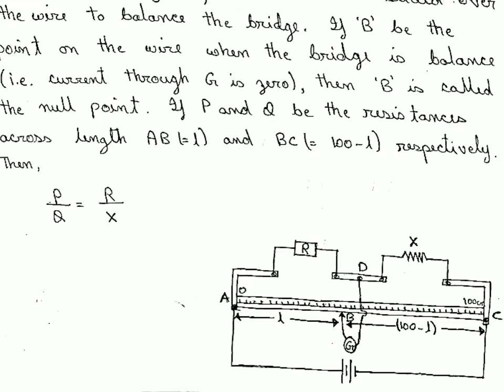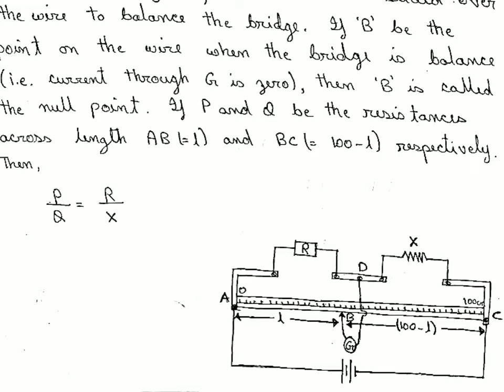Now, a null point is a point in the wire where the galvanometer shows zero deflection, which means that the current through the galvanometer is equal to zero. So here, after connecting all the devices, we'll have to slide the jockey on the wire, and find a point on the wire which shows zero deflection on the galvanometer, and that point is known as the null point.